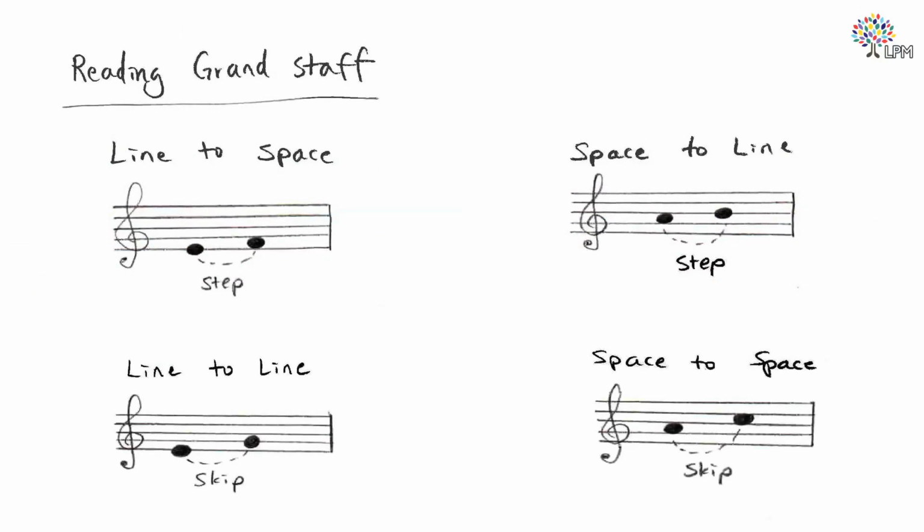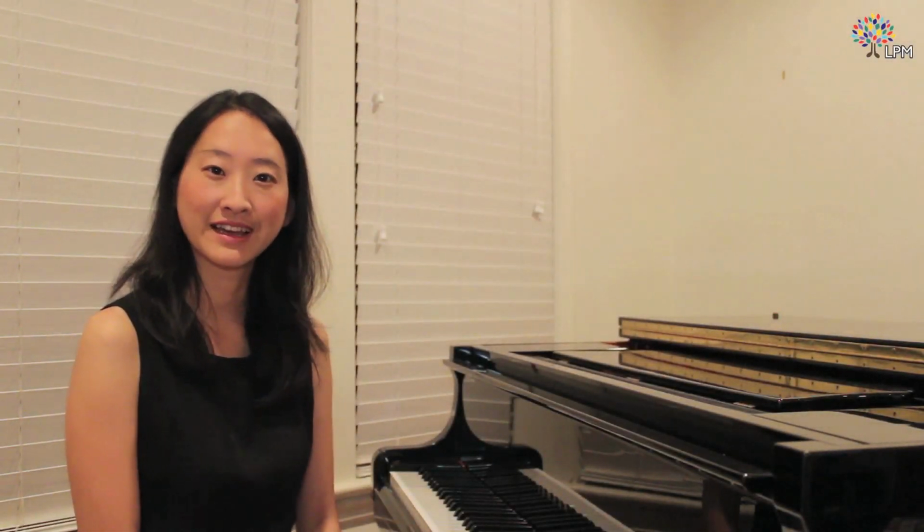To recap what we just talked about, line to the very next space or space to the very next line note, it's a step. Line to the very next line or space to the very next space, it's a skip. We just learned how to read notes on the grand staff. Let's play a short piece and see if we can combine everything we have learned so far.